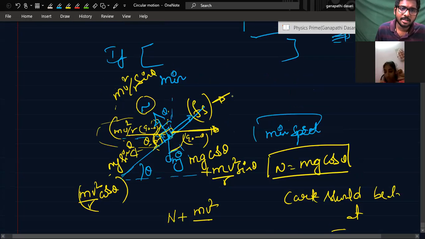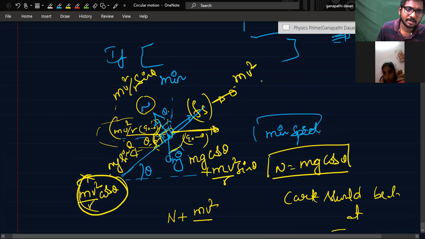So whatever I got on this side will be that side, because you have to take the pseudo force in the direction mv square by r cos theta. Got it?